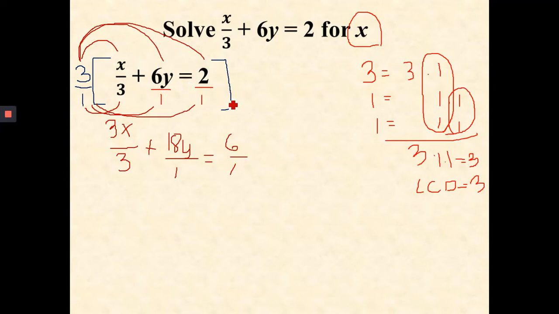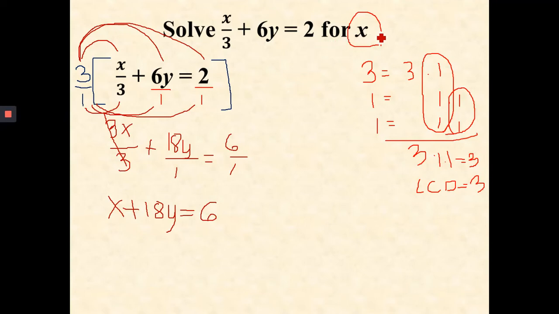Now, let us now simplify the fractions. What is 3 divided by 3? That is 1. So, we now have x plus 18y. Do we need to write 1? No more. Is equal to 6 divided by 1, that is 6.